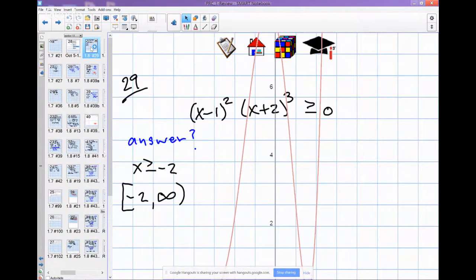So 29 is asking to write the solution in interval notation. So there it is: x squared minus 1, squared, times x plus 2, cubed, is greater than or equal to 0. Well, it's nicely factored for us already, isn't it? I think I just got another request. I'm not sure, we'll check on that later. So anyway, here we go.